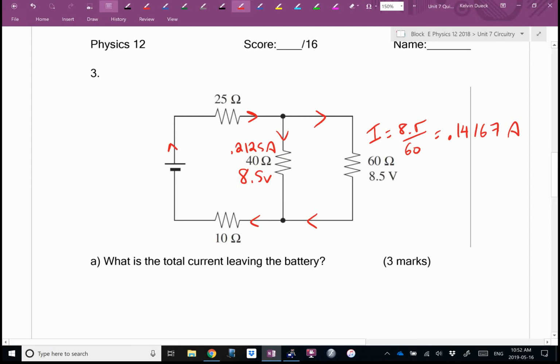Oh! I got 0.2125 amps going this way. I got 0.14167 amps going that way. Don't they combine to give me I total? I think I total right here is going to be 0.21. So I'll even write it down here. I total is going to be 0.2125 plus 0.14167.